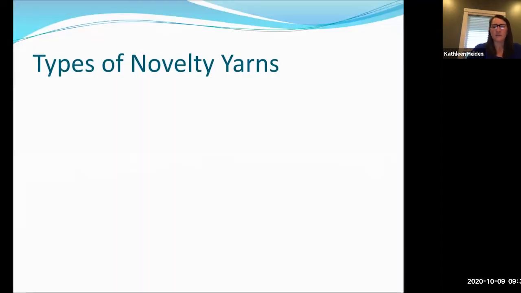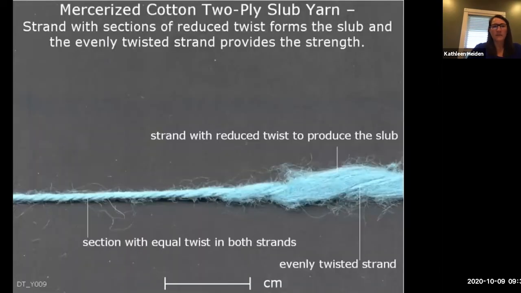Types of novelty yarns. The first one is what we call a slub or a thick and thin yarn. Okay. And this is where you have two yarns that are uniform, but as we add the twist, we vary the tension of those two yarns to create areas where we have reduced twist that creates our slub or our thick and thin. Okay, so to create this yarn, we have two yarns, okay?